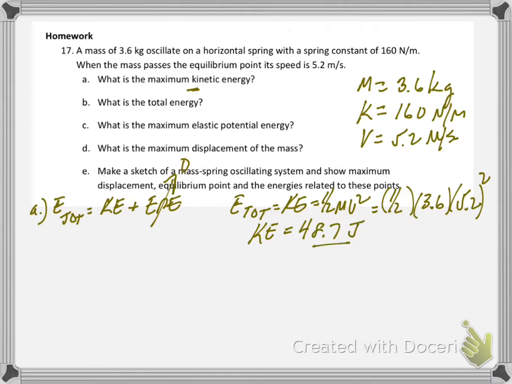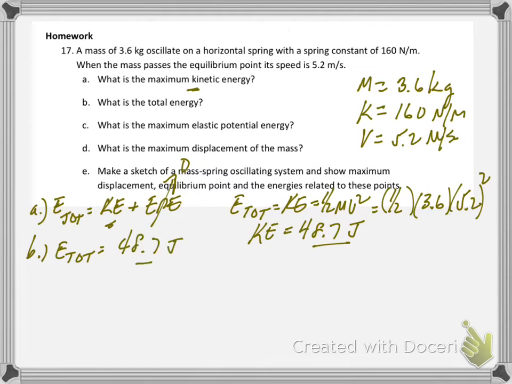B, what's the total energy? Well, we said the total energy when this oscillating mass is passing the equilibrium point is equal to the kinetic energy. So the total energy of the system is going to be equal to that same number, 48.7 joules.